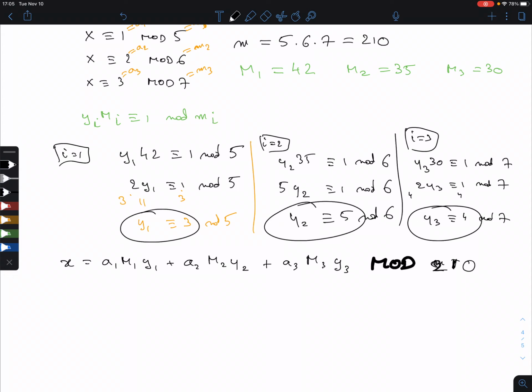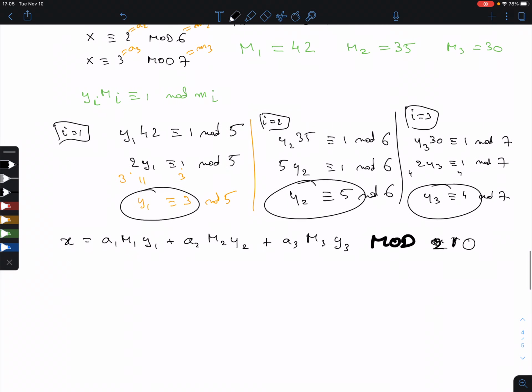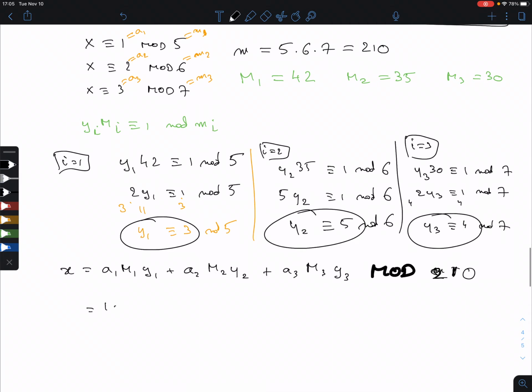Okay. Good. Well, what are the a's? Remember, now we're going to use these. At this stage we use this. The first one, a1, was 1, capital M1 was 42, and y1 was 3, plus a2 was 2, capital M2 is 35. This is just putting numbers in, right? This is something you can give to your little nephew sitting next to you who says, oh, can I do it? a3 is 3, capital M3 is 30, and y3 is 4.